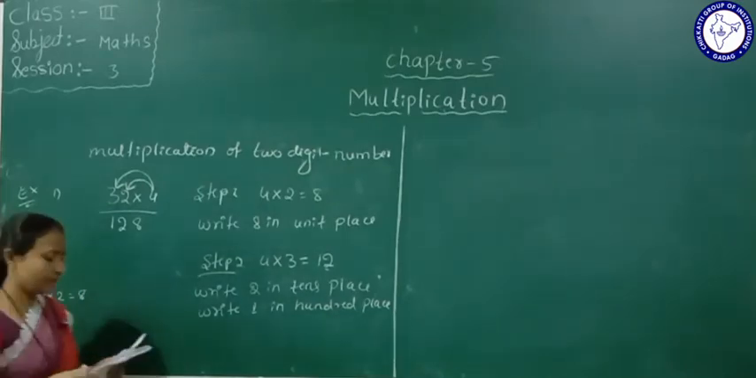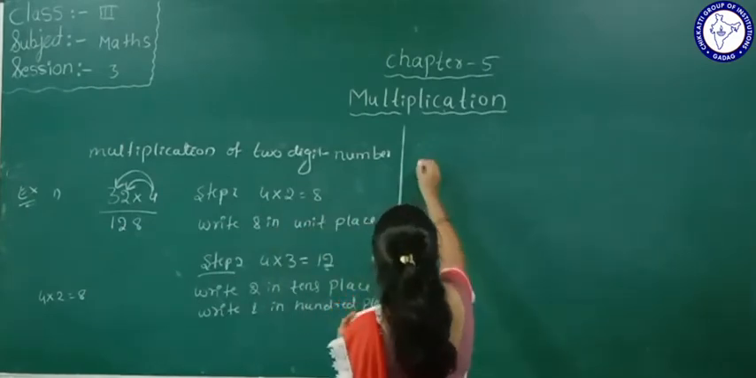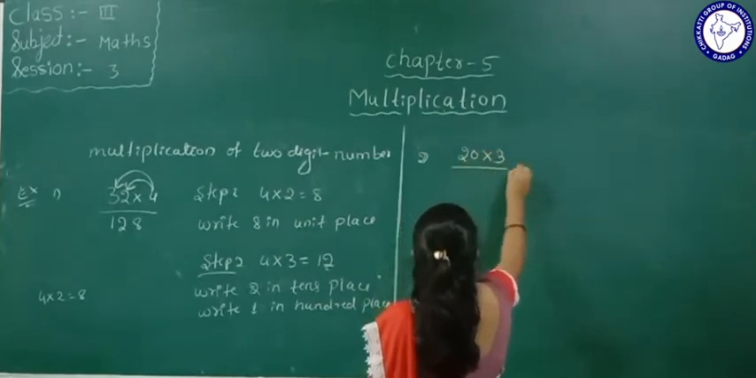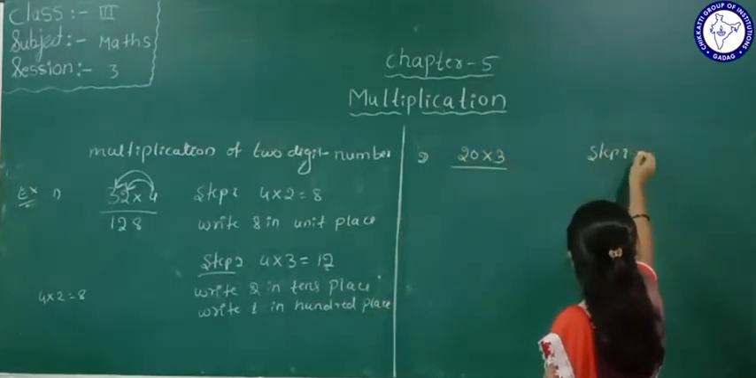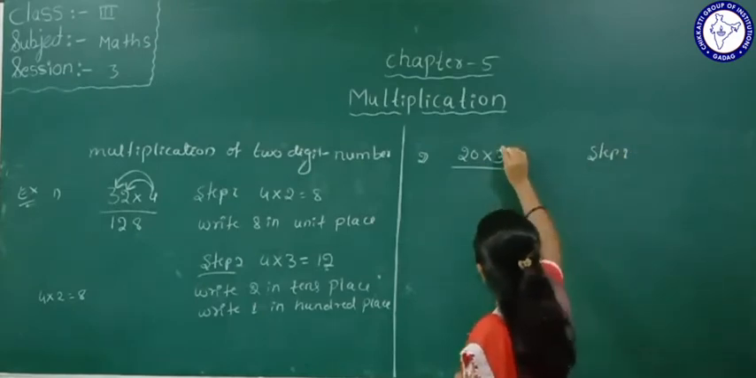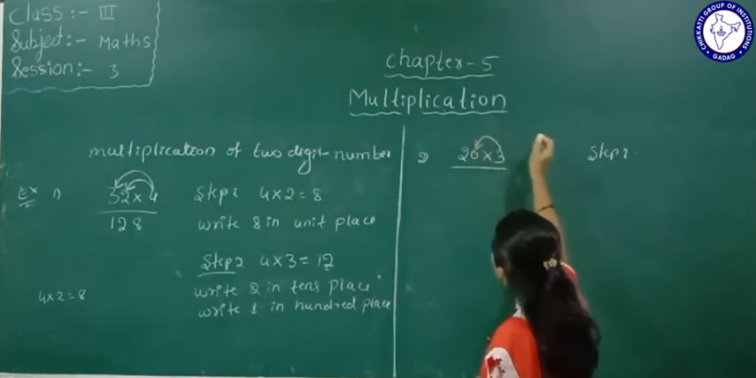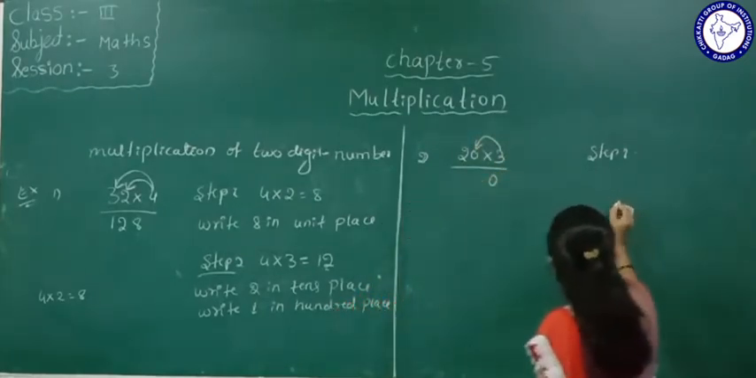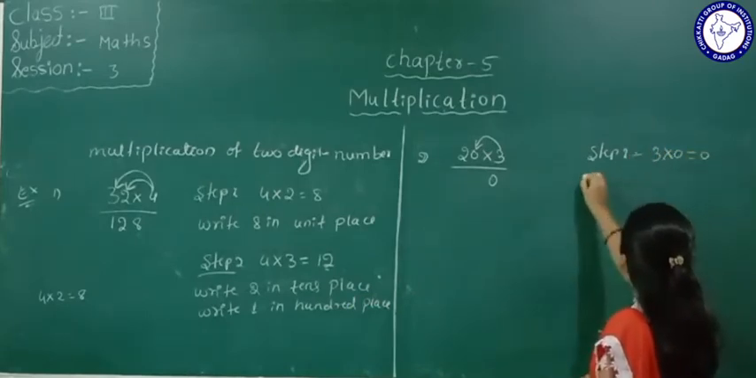So another one we can take here. See students, that is the second one, 20 into 3. So we will multiply. First step, what will we take here? Step 1: we multiply the unit place values, that is 3 and 0. 3 zeros are how much? 0. I'll write here in the first step: 3 into 0 is equal to 0.